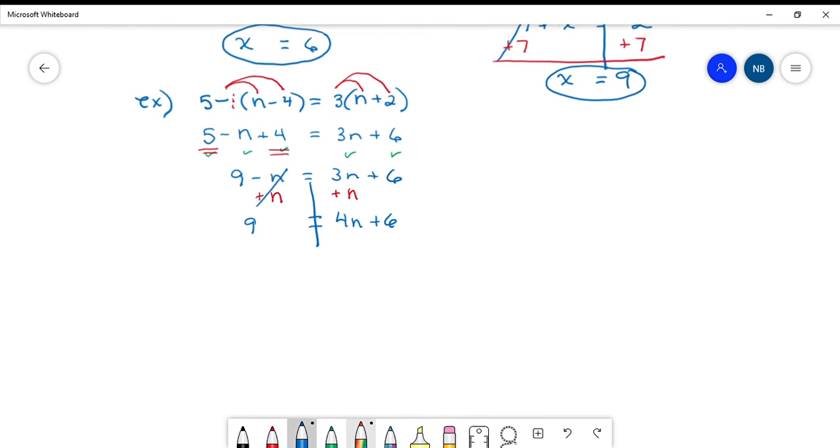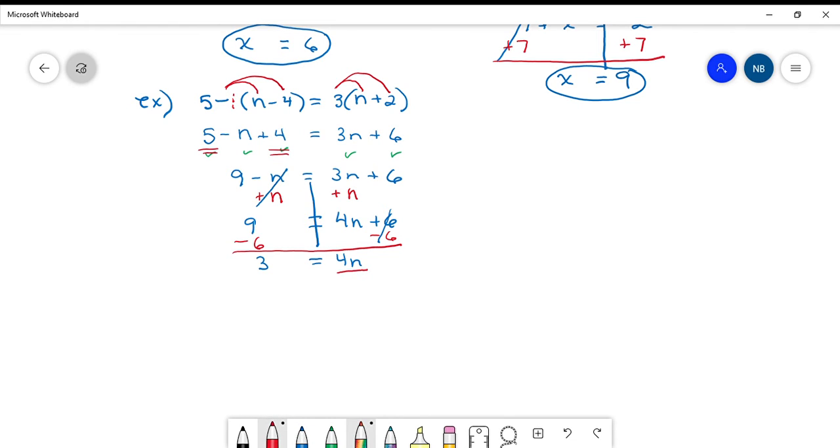Now my goal is to have the n by itself, so let's just acknowledge that right now. So I have to move the 6 and I have to move the 4. I'm going to move the 6 by subtracting. 9 minus 6 is 3 equals 4n. And 6 minus 6, of course, is 0. I'm going to make some room for myself. Then I need to go ahead and move the 4 off of the n.